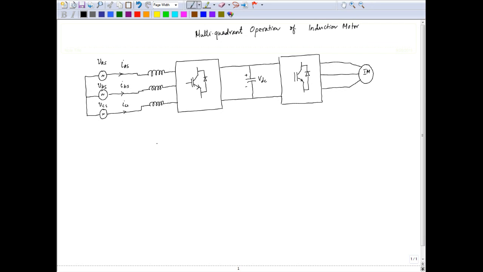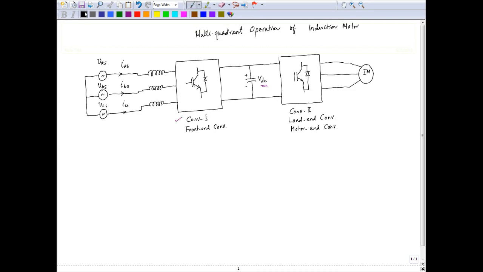Now, when we draw the control, this is actually called the converter 1, or we can call this to be the front end converter. And this is converter 2. This is called the load end converter, or we can call this to be the motor end converter. So the DC link voltage is basically charged or discharged primarily by the front end converter.